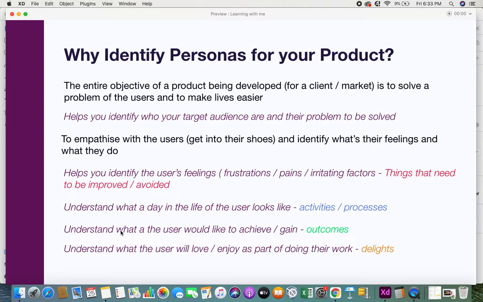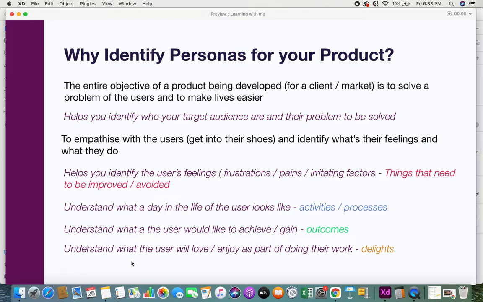That's one point. Next one is to understand what the user would like to achieve or gain. A HR might want to manage recruitments, manage training and development, manage payrolls. So you would know what all their gains are, what they need to achieve. By understanding that, you would be able to provide a solution that helps them achieve their goals. You'll be able to understand that when you get into the persona or identify a persona.